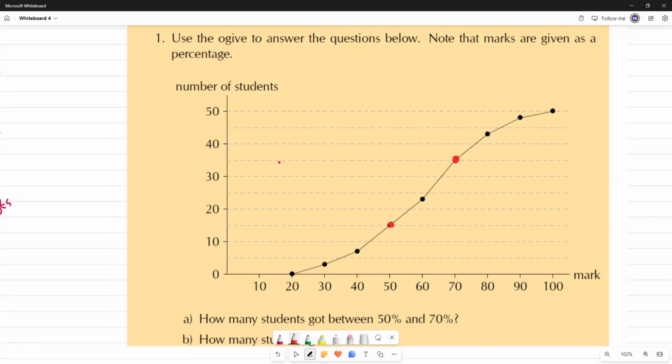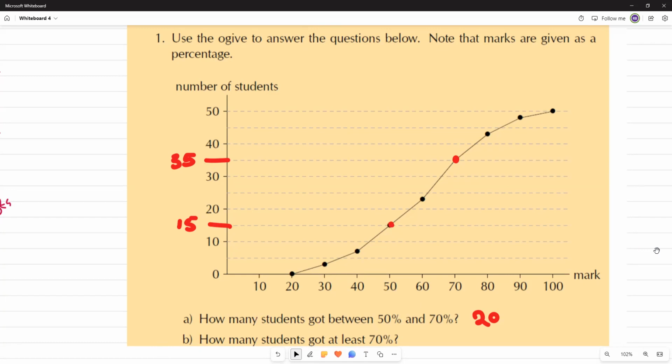What is the difference? Remember, you just come here and there. Ne? So let's see. Here is 35. Here it's 15. The difference is 20. It means 20 students got between 50 and 70. We get it? Perfect.